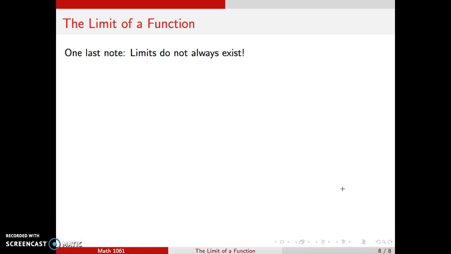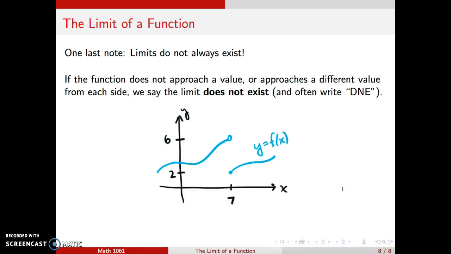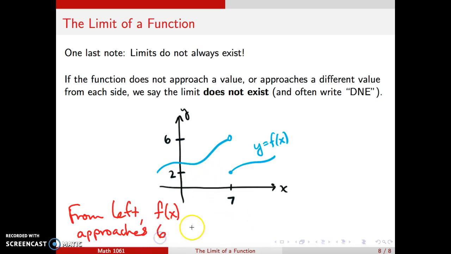One last thing to note here, and then we'll wrap things up. Limits do not always exist. The examples that we had, they did. That's great. It's not always the case. So if the function does not approach a value or approaches a different value from each side, then we say the limit does not exist. So from the left, this side, f of x approaches, remember the function value, that's your output, that's your vertical. From the left, we're getting closer and closer to 6 as x approaches 7.